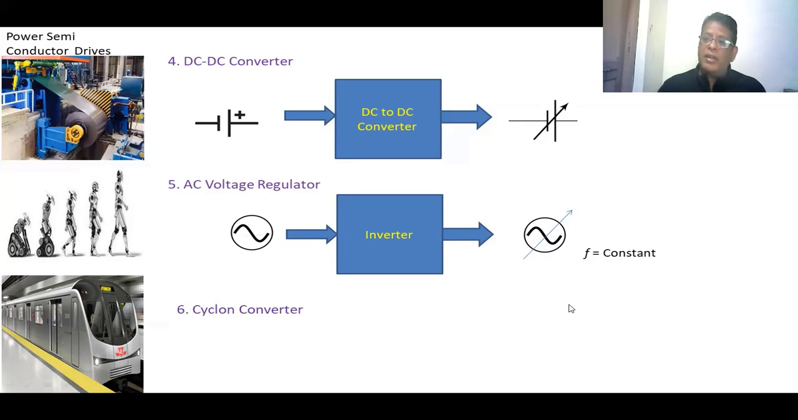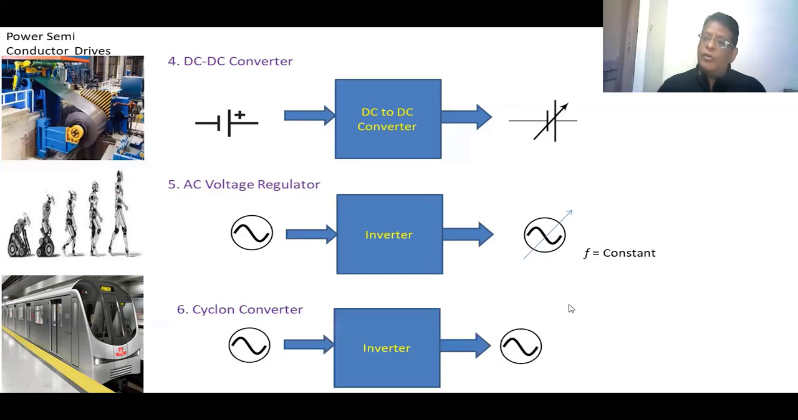The cycloconverter is also a power electronic circuit which converts the fixed AC voltage to a variable AC voltage, where we are able to control both frequency as well as voltage. These are the different converters that we are using in power semiconductor drives. But depending on the motor and supply, how do we select these converters?